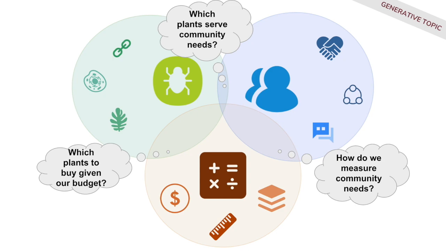Students may ask questions that bridge biology, math, and social sciences, such as, given a limited budget, how do I buy all of the plants and resources that the community wants or needs? How do we analyze the data that we've collected from the community? How do we measure the needs of the community? How can the plants that the community members want and need grow in the same space? What data should I collect to understand my community's and environment's needs and resources? How should I go about collecting this data?